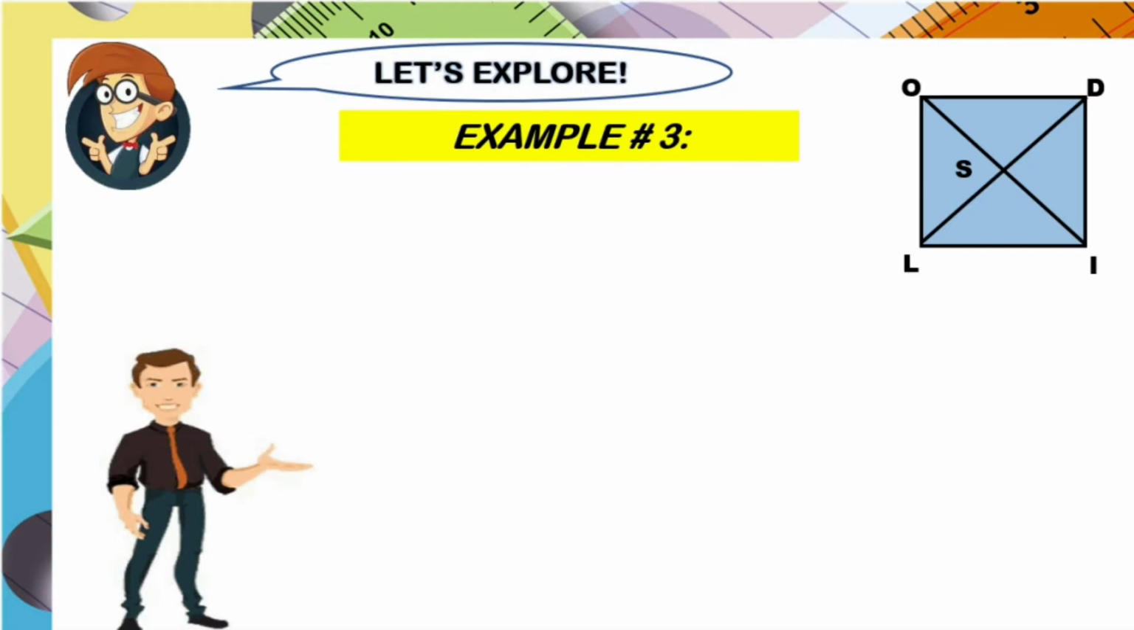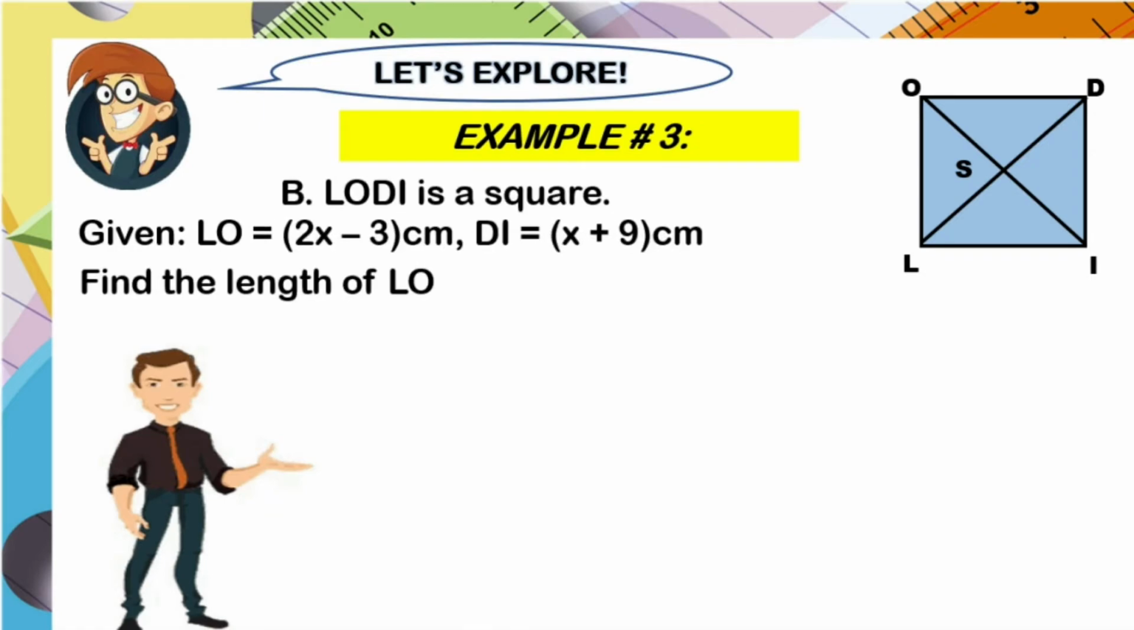Let's use another figure. In this example, parallelogram LODI is a square. Given side LO is equal to 2x minus 3 cm and the measure of side DI is equal to x plus 9, find the length of side LO. To solve the given problem, always remember that all sides of a square are congruent. Thus, LO is equal to DI.